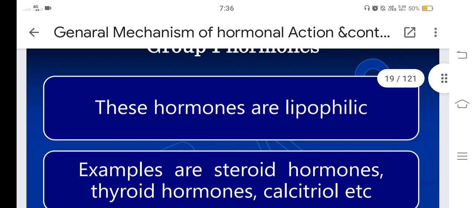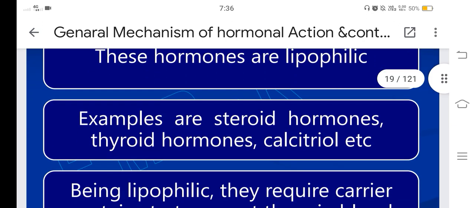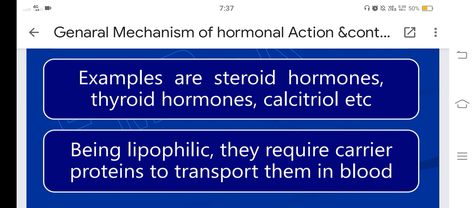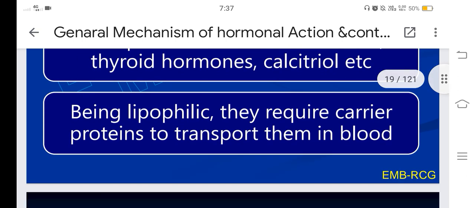Lipophilic in the sense lipid loving. That means most probably they are going to be hydrophobic. So these hormones are lipophilic. Examples are steroid hormones, thyroid hormones, calcitriol, etc. Being lipophilic, they require carrier proteins to transport them in blood.